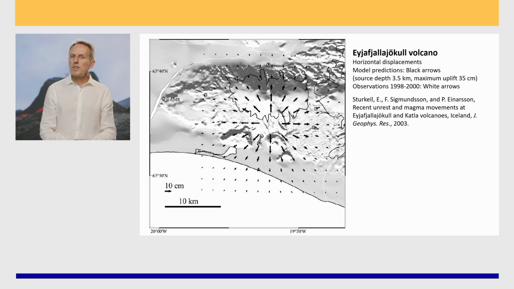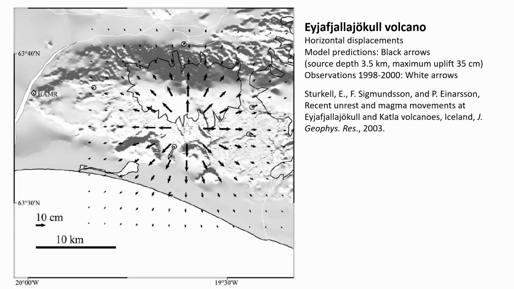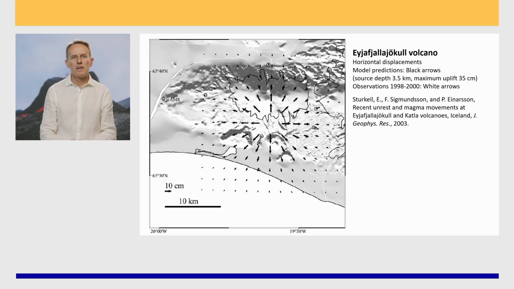Let's next go to the Eyjafjallajökull volcano and look at a study by Erik Sturkel and colleagues. The background figure here shows topography, and the black outline marks the extent of the Eyjafjallajökull glacier that covers the top part of the volcano. This figure shows mostly predicted deformation, that is a predicted pattern of horizontal displacements for a Mogi model.